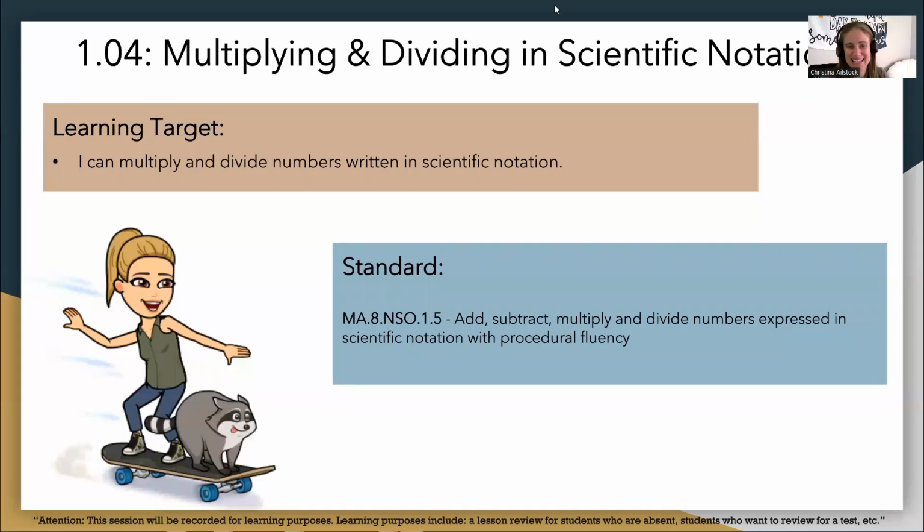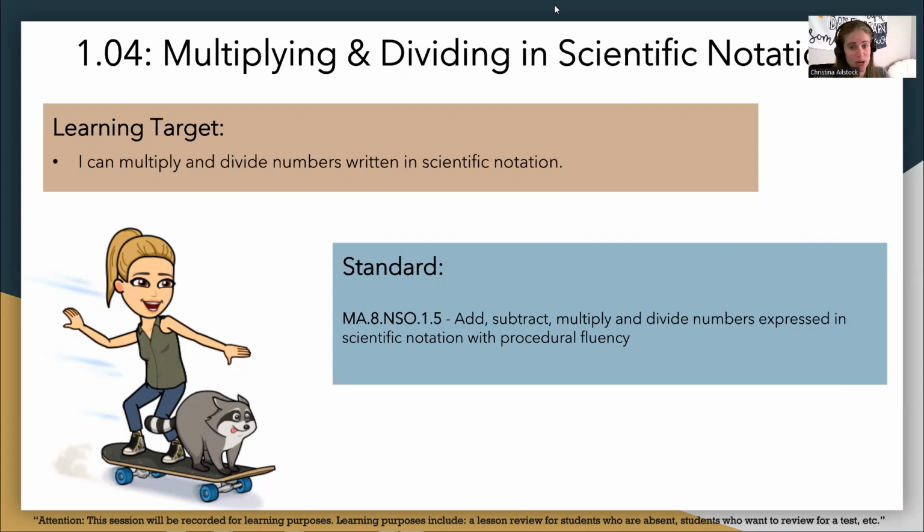Good morning. In this video lesson, we are going to cover OMHS 104, multiplying and dividing in scientific notation. So that is our learning target. Our goal is that by the end of this video and then the activity that follows, you will be comfortable and confident in your ability to multiply and divide numbers that are written in scientific notation.